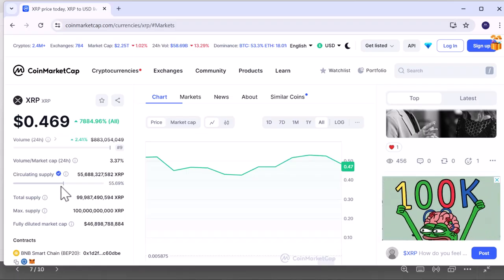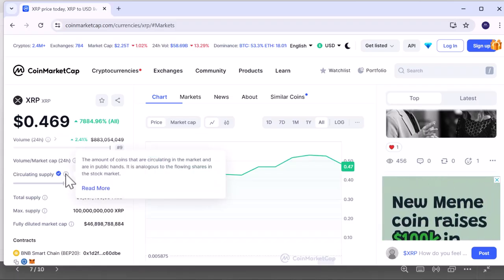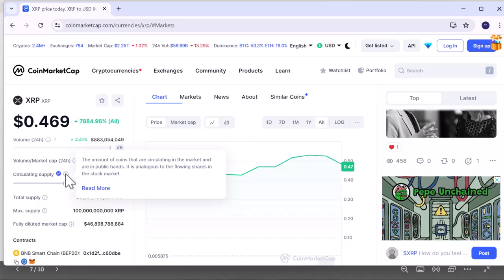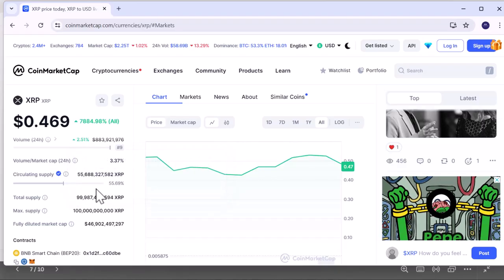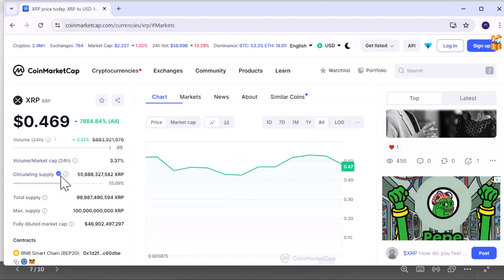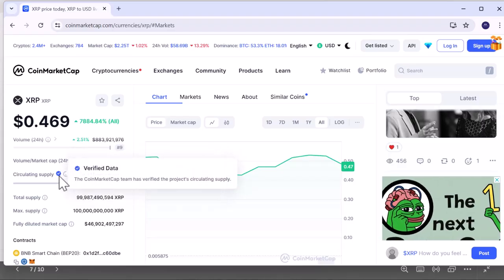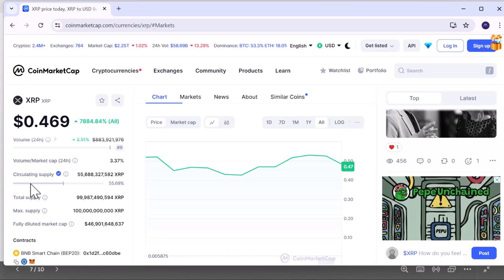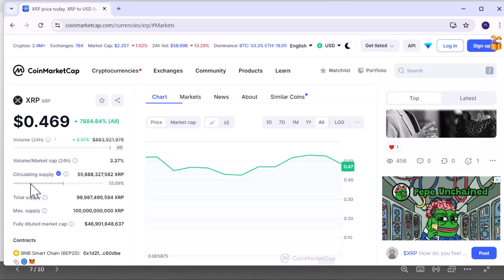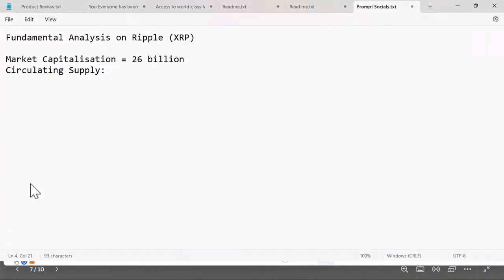Then we have this, as you can see, it says the amount of coins that are circulating in the market and are in public hands right now. It is analogous to the outstanding shares in the stock market. If you don't know what this means, you can read more about it, and this is verified data. So right now we have over 55 billion XRP. So we are going to just put that the circulating supply is over 58 billion.